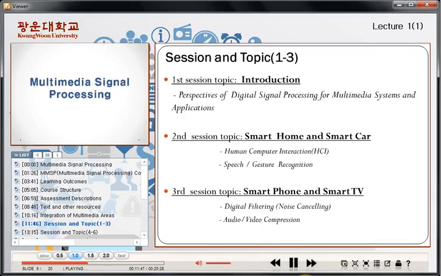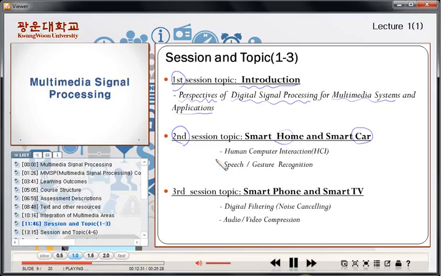And now, I will show you the sessions and topics. The first session topic is introduction. So now I'm going to introduce first the topic of this online lecture. And the topic is perspectives of digital signal processing for multimedia systems and applications, focused on signal processing theories for multimedia systems and applications. And the second session topics are smart home and smart car.